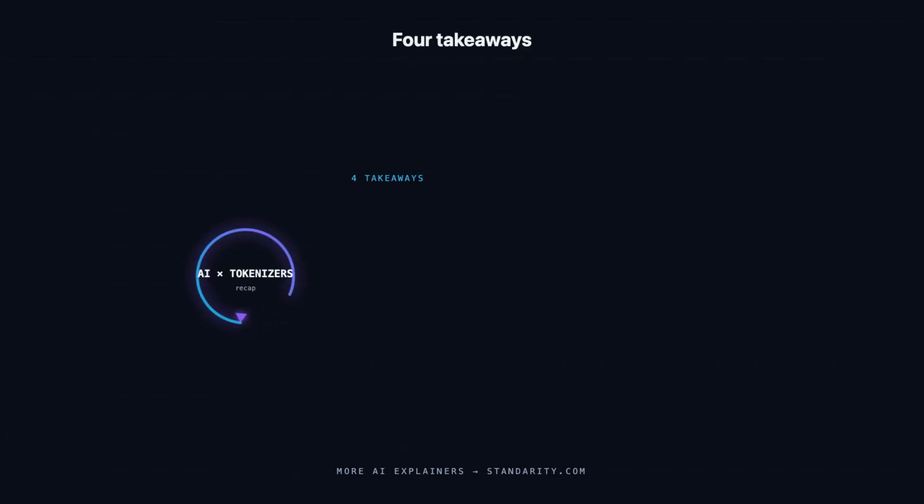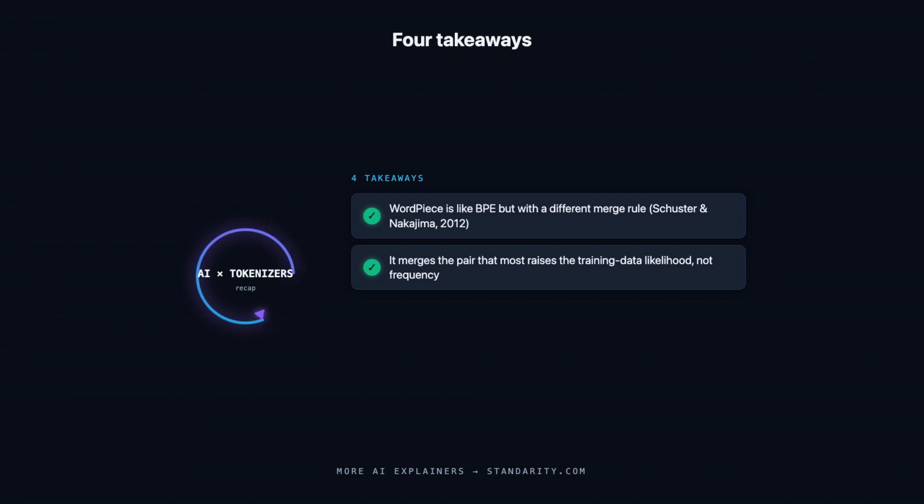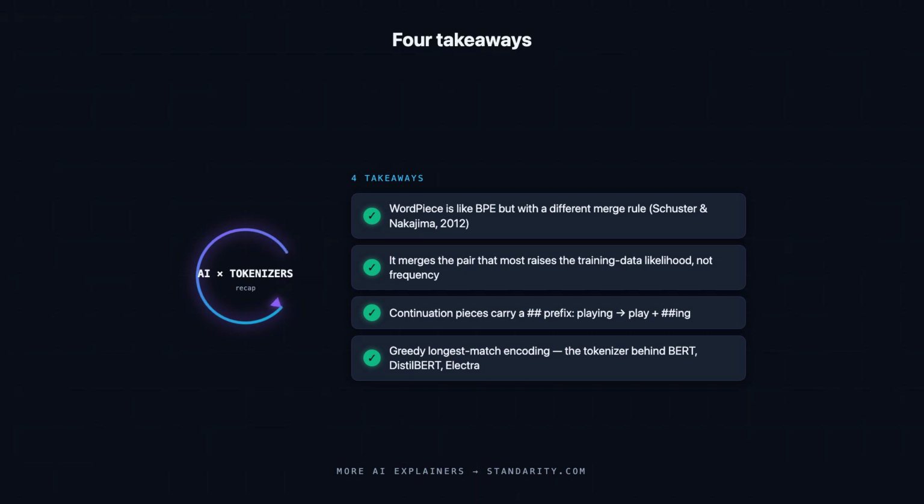Alright, let us lock in the essentials. WordPiece is a subword tokenizer much like Byte-Pair Encoding, but with a different merge rule from Schuster and Nakajima in 2012 and popularized by BERT. Rather than merging the most frequent pair, it merges the pair that most raises the likelihood of the training data. Continuation pieces carry a special prefix, so a word like playing becomes play, plus a marked continuation chunk. At encoding time, it greedily matches the longest piece from the left, and it is the tokenizer behind BERT and Electra.